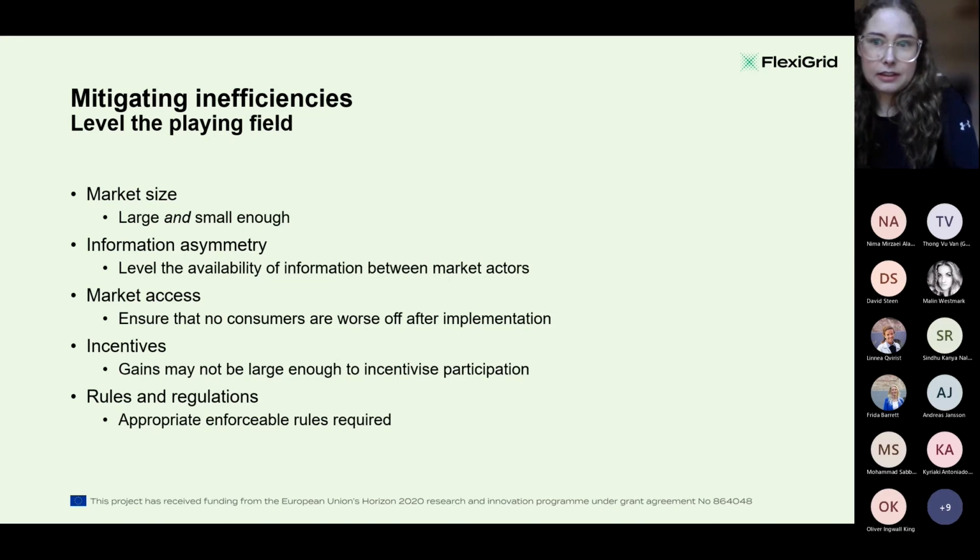Second, the information asymmetry. The market design should cater for leveling the availability of information between market actors. So, for example, ensuring that well-informed aggregators can enter the market and act on behalf of small actors and households with less information. This could help mitigate issues related to the information asymmetry.